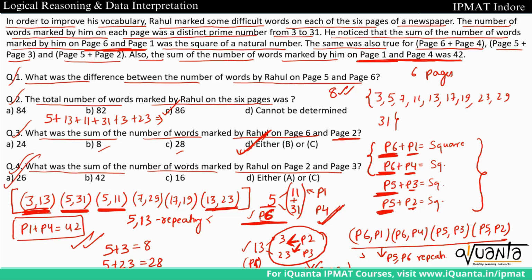So this was an easy question. We simply had to use the equation. Using the equation, we found out what can be the possible number of words on the pages. Then using the clue that the number of words marked by him on page 1 and page 4 was 42, we were able to find out the possible number of words on each and every page.